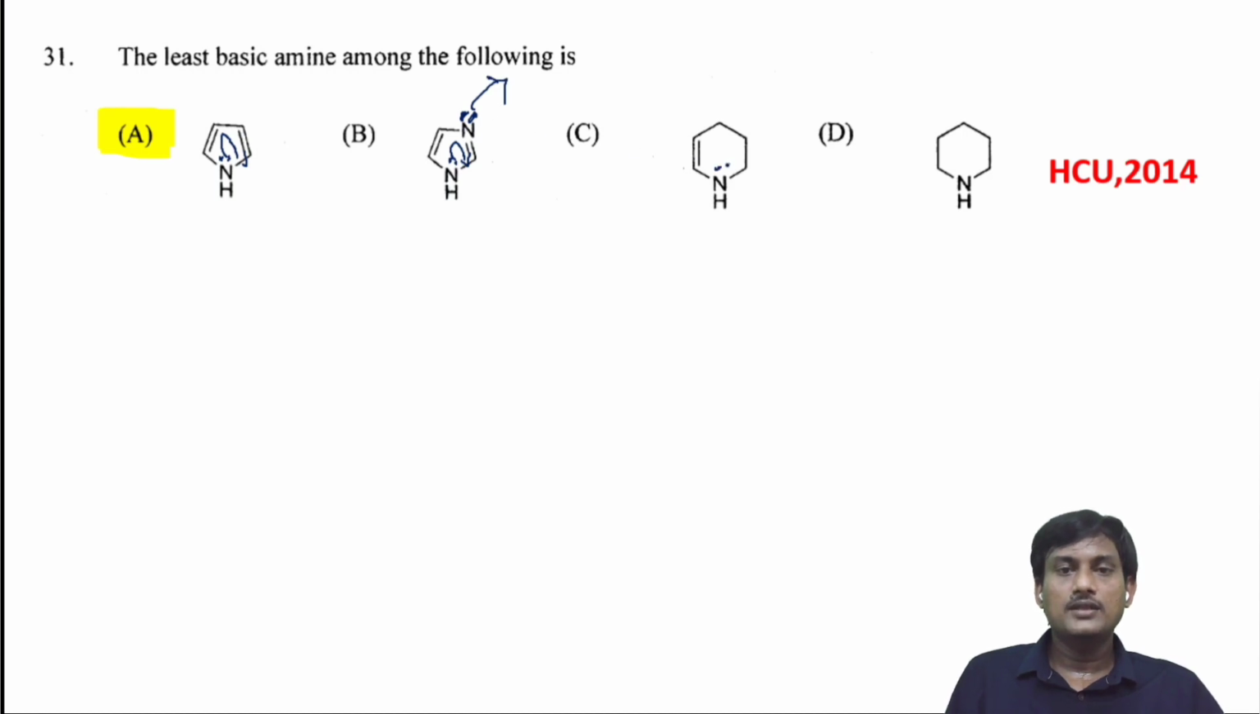And here also there is a delocalization, but when compared with this one, there is less delocalization. Here there is no delocalization. So since the lone pair of electrons on the nitrogen participates in the aromaticity, this pyrrole has less basic nature when compared with the remaining molecules.